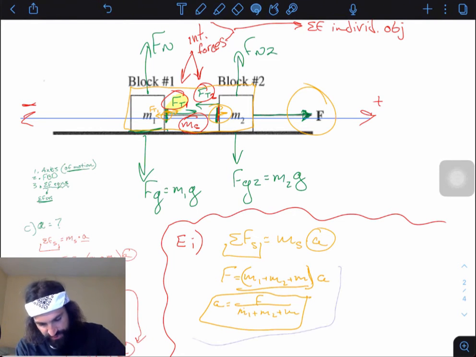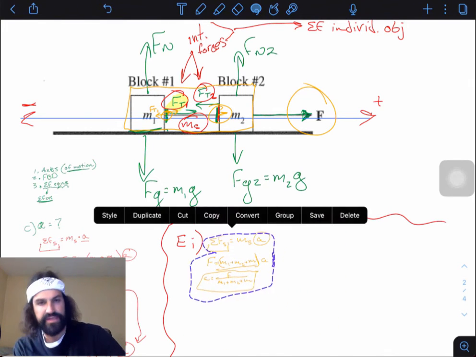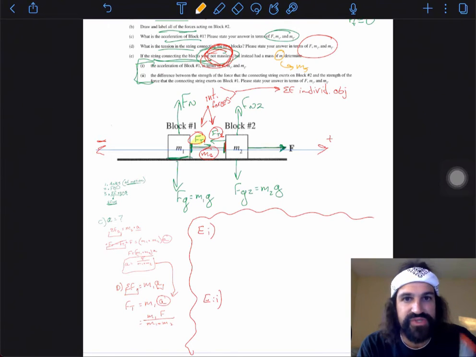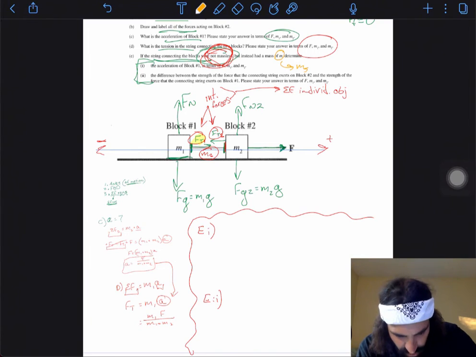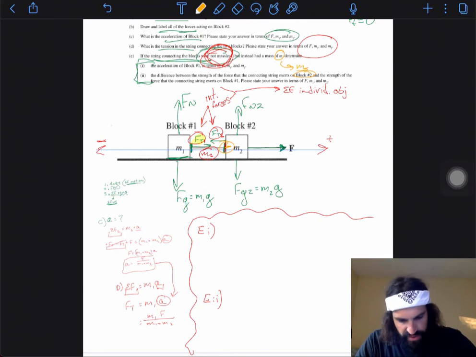All right, so we can shrink this to make room for part 2. Part 2 asks for the difference in the strength of the force that the connecting rope exerts on block 2. Fancy for, hey, how much is this pulling block 2? Well, that's tension 2, right? Because as much as the rope pulls block 2, the block pulls the rope. So the difference between the rope on block 2 and the rope on block 1.